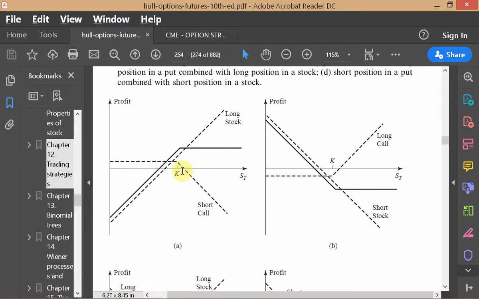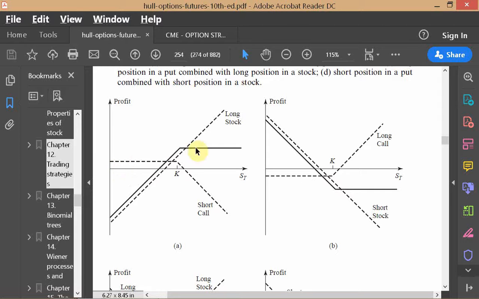Let me plot the chart for, okay, what if the market price is here? What if it is here? We are doing a scenario analysis at expiration, so there is no time value left here. Is this clear to everyone? These are expiration diagrams. No time value left.